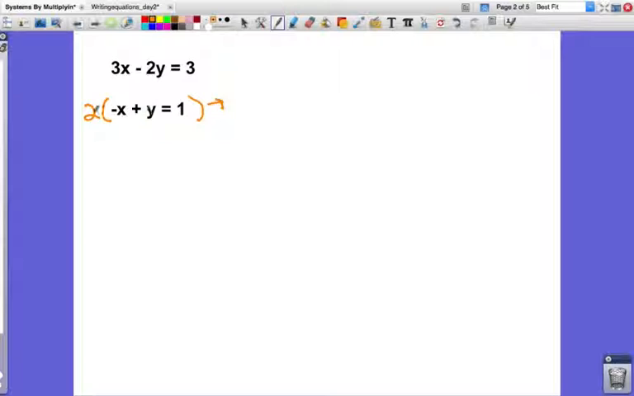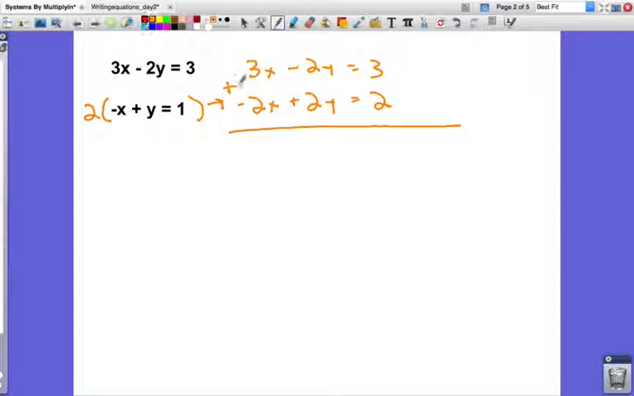What that gives me, 2 times negative x, is negative 2x plus 2y equals 2. And I still have my first equation up here, 3x minus 2y equals 3. So here's my new system. Now, when I add these two together, I'm going to cancel some stuff out. I'm going to eliminate my y variable because negative 2y plus 2y is 0. They cancel. 3x plus negative 2x is just x, and x equals 5.